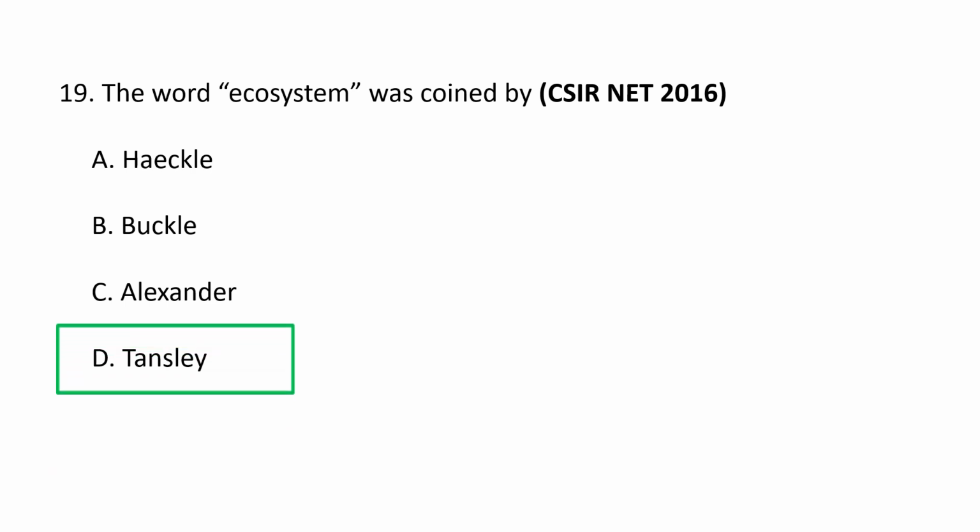Tansley. The term ecosystem was coined by English botanist and ecologist Sir Arthur George Tansley in 1935. Tansley introduced the term to describe the integration of living organisms, that is biotic community, with their physical environment, that is abiotic factors, as a fundamental self-sustaining unit of nature. The term ecosystem was coined by Tansley. D is the correct option.